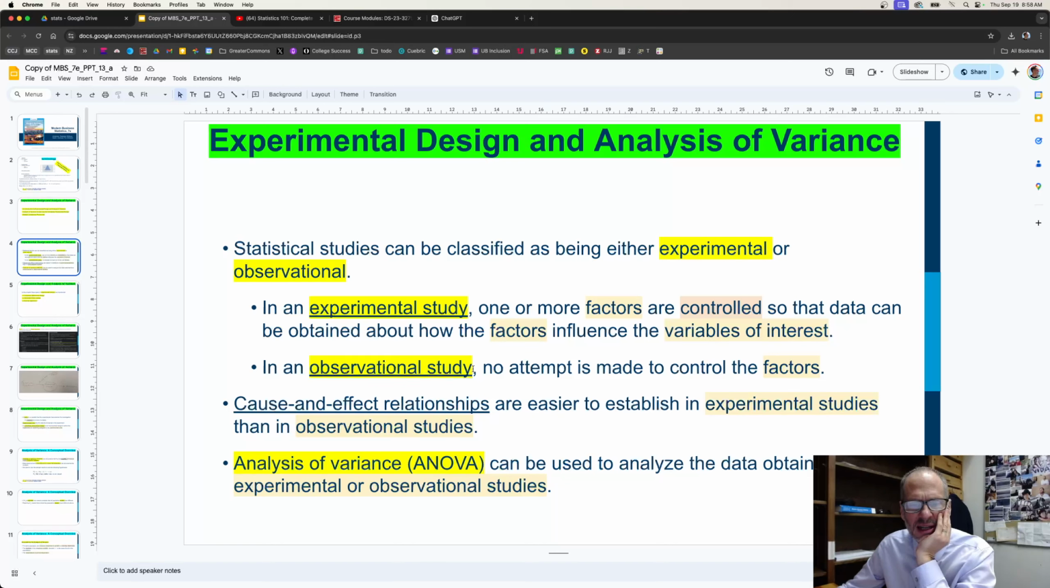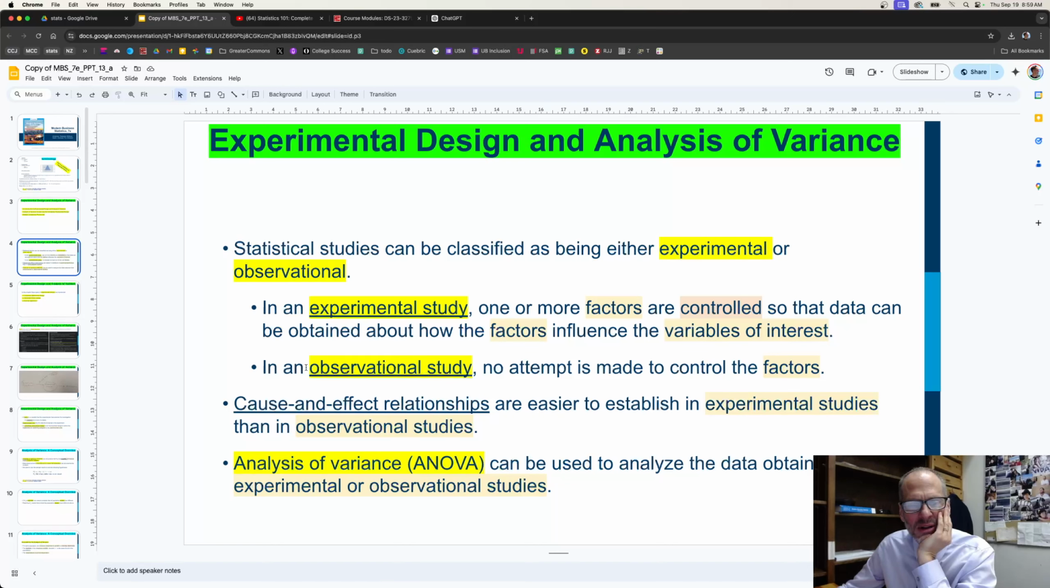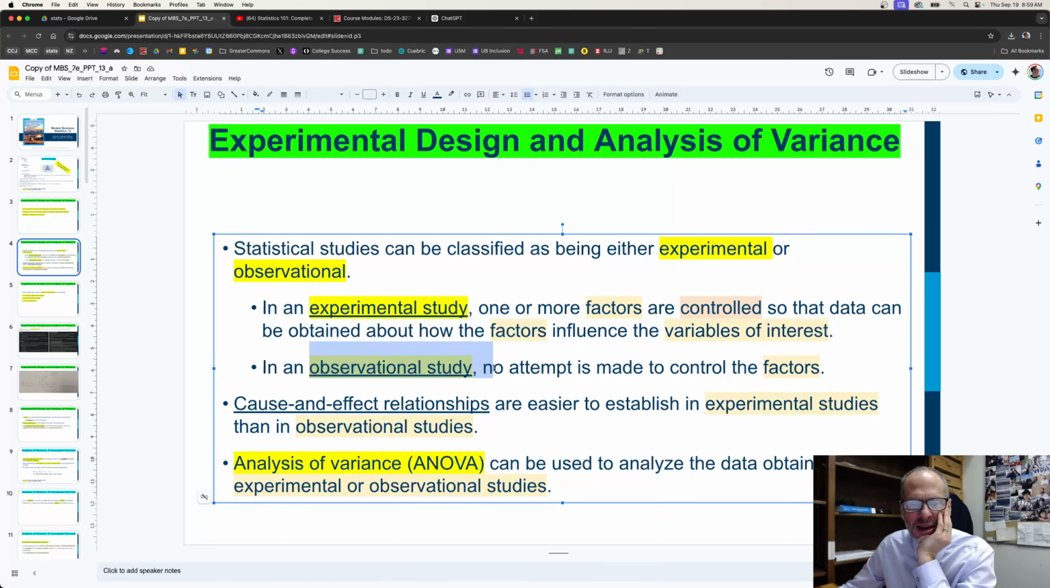In an observational study, no attempt is made to control the factors. So you're just going to observe the way things are. An example of a situation where you have to have an observational study is smoking and health. You can't create a completely randomized design and say you're now going to start smoking and you're not, and let's see how that impacts your health. That's just not ethical. So you just observe people who have already chosen to smoke, what's their health like, and people who haven't chosen to smoke, what's their health like. So there's no attempt to control the factors or the treatments, which in this case would be smoking.